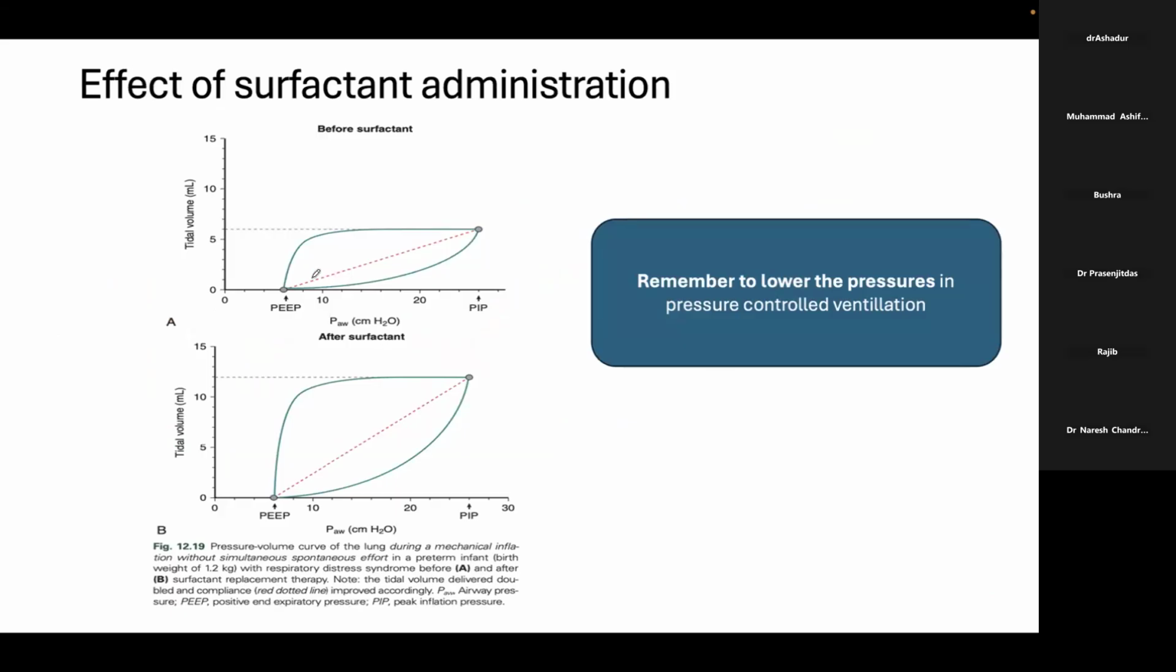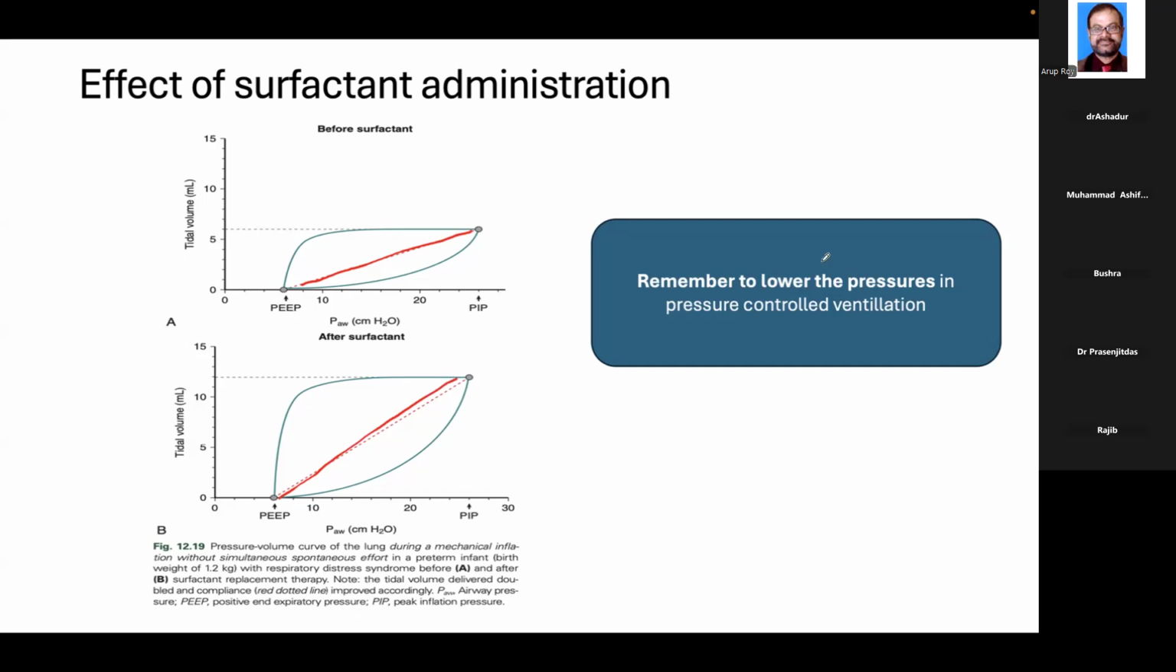Surfactant administration, how does it help? Before surfactant, the compliance was low. After giving surfactant, your compliance increased. As you can see, now it is moving towards the left. So compliance has increased. So during pressure control ventilation, it is very important, because as this compliance increases, if we do not decrease the pressure, that will lead to pneumothorax. We all know that. But how to know that? There is probably no better way of knowing that other than looking at these loops. By looking at the loop, your baseline loop, if it was looking something like this, after giving surfactant, if the loop is improving or the axis is moving towards the left, we need to come down on the pressures.